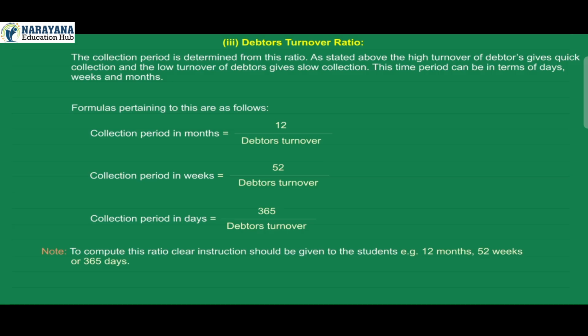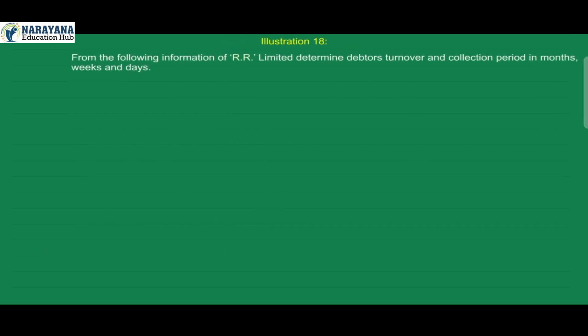Note, to compute this ratio, clear instruction should be given to the students. Example, 12 months, 52 weeks or 365 days. Illustration 18. From the following information of RR Limited, determine debtors turnover and collection period in months, weeks and days. Particulars, rupees. Total sales, 40 lakh.